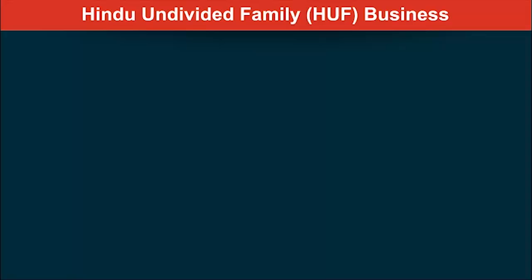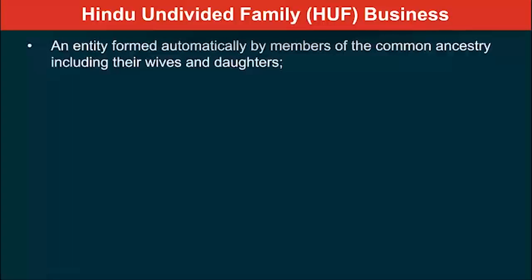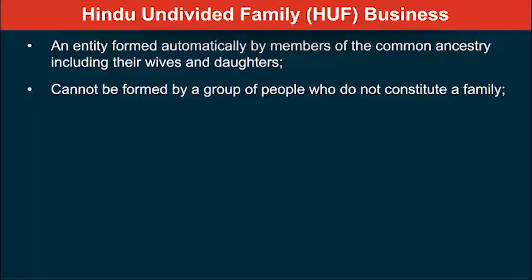Now you have the other form of business, which is the Hindu undivided family business. How does this work? Basically, I'll tell you how the structure is, then it's very easy to figure it out. Daughters are not included. The entity is formed automatically by members of a common ancestry. That includes wives and daughters. And a group of people who do not constitute a family cannot form it. So it is all part of the same group of people, right?